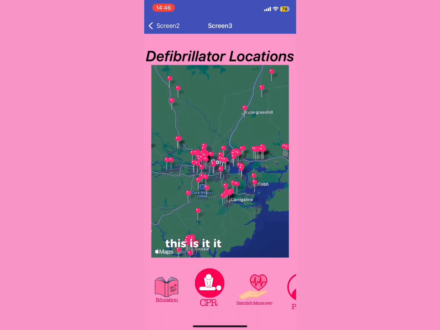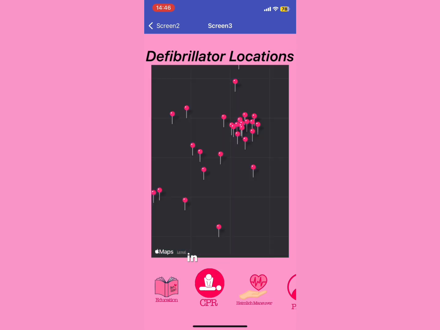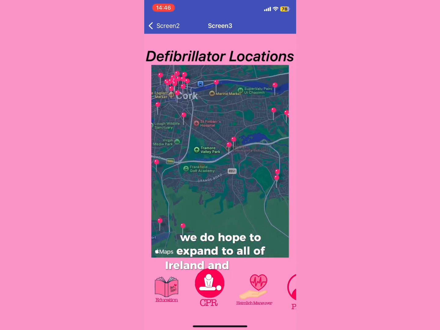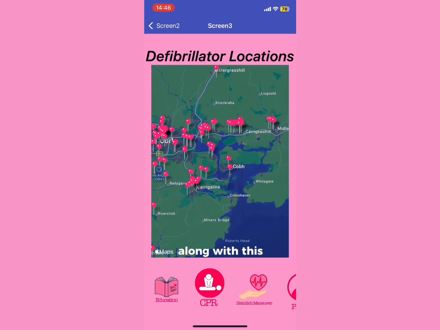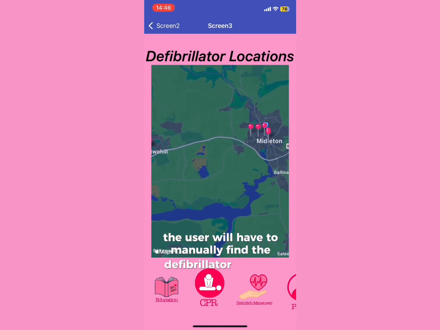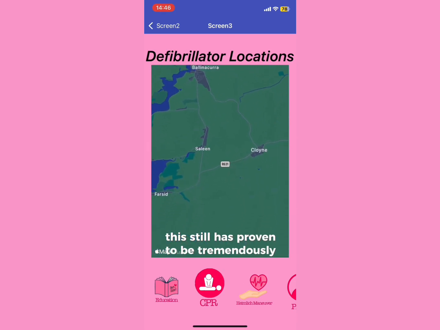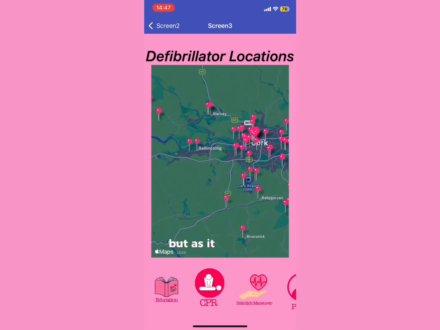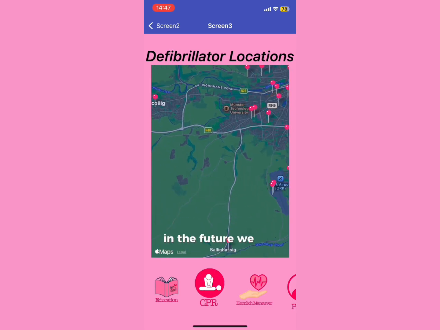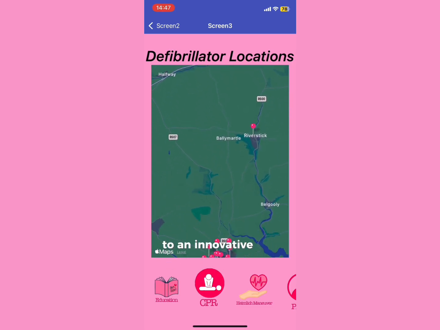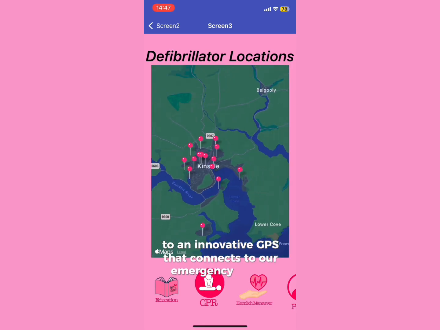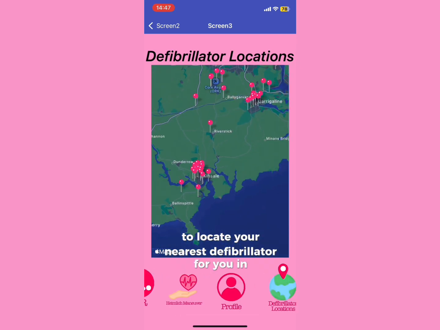This is it. It currently shows all of the defibrillators in Cork. In the future, we do hope to expand to all of Ireland and even all across the globe. Along with this, currently the user will have to manually find the defibrillator nearest to them. This still has proven to be tremendously faster than anything else, but as it is beyond my current coding abilities, in the future we will add a feature that automatically leads you to an innovative GPS that connects to our emergency profile to locate your nearest defibrillator for you in milliseconds.